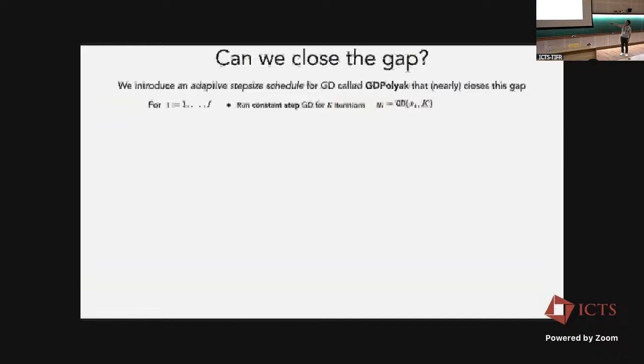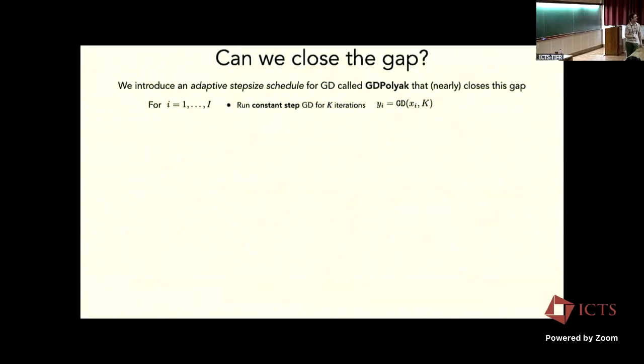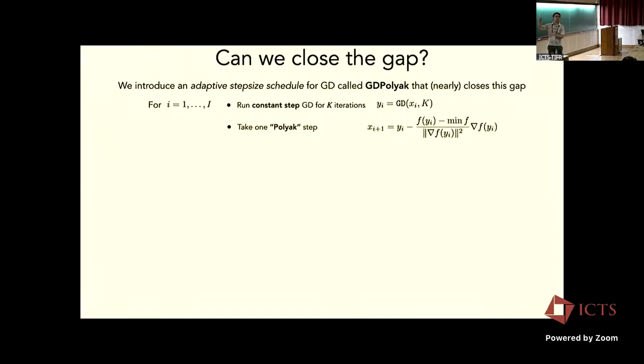For each one of those steps, we are going to run gradient descent with a constant step size, something similar to what you would run if you only had a function which was like a quadratic. Okay. So we just run that, a very similar step size, not too small. When you're done running those k iterations, what you do is you take one large step.